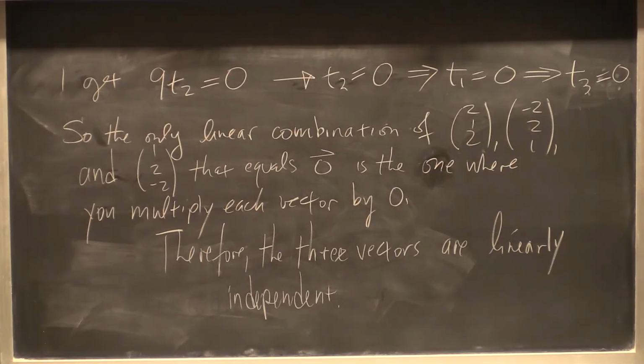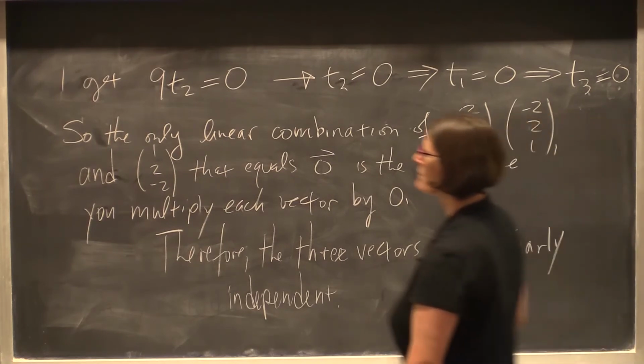Okay, I wanted to start with this example because this is going to be an example where there's a really fast and easy way of showing that the vectors are linearly independent. And that way uses the dot product. And so we're going to now go to the dot product.